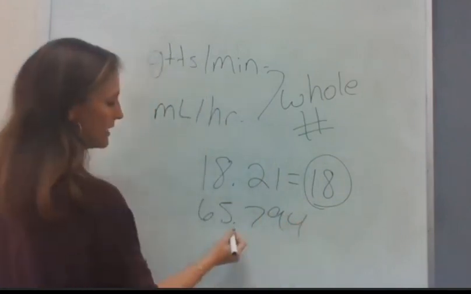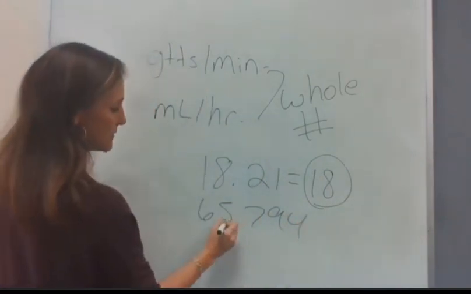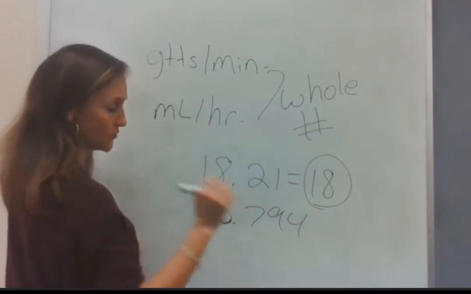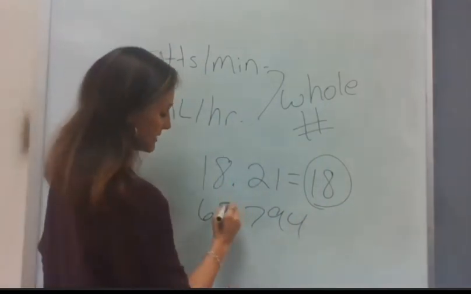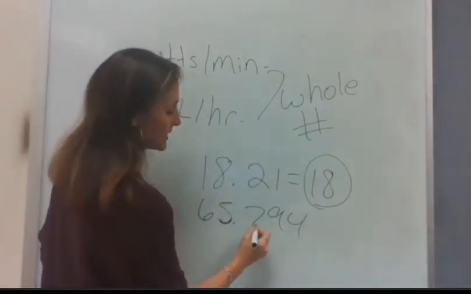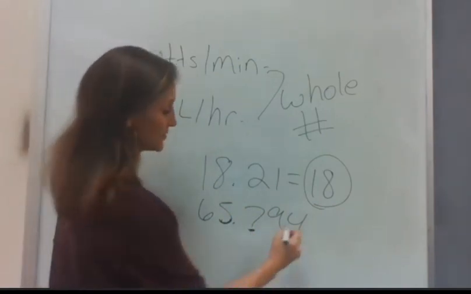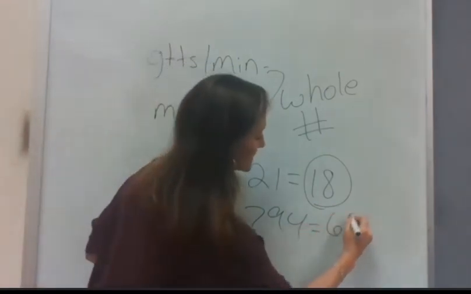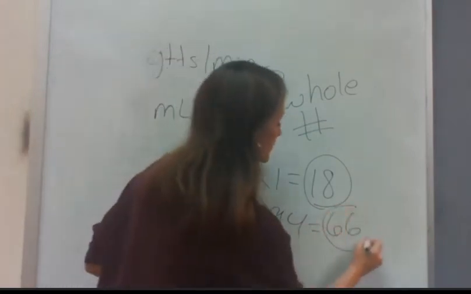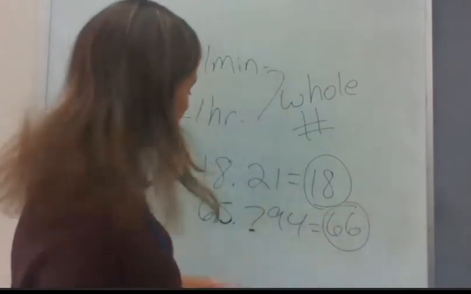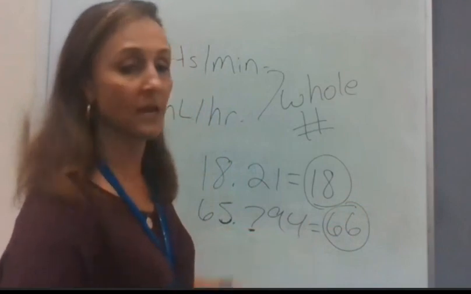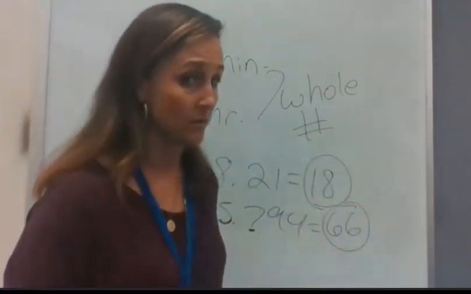65.794. Well, I'm going to look at my decimal, and at the digit to the right of it, and that's my 5. But then I'm going to look to the left. Does my 7 affect my 5? Yes. So my answer is going to be 66. Do not type in 65.794. That's not a whole number.